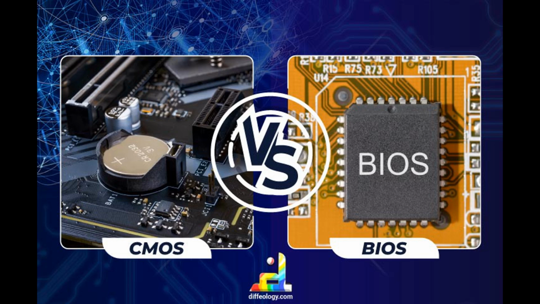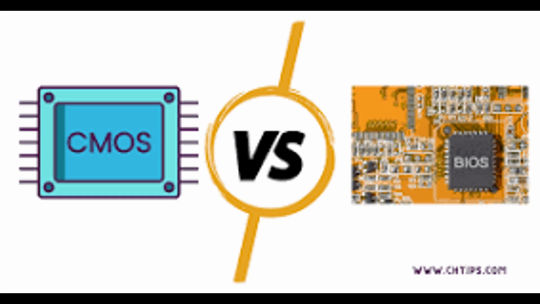Power source. To ensure that CMOS memory retains its settings when the computer is powered off, a small battery, often referred to as the CMOS battery, is used to provide power to the CMOS memory chip. This battery maintains the CMOS settings even when the main power source is disconnected.